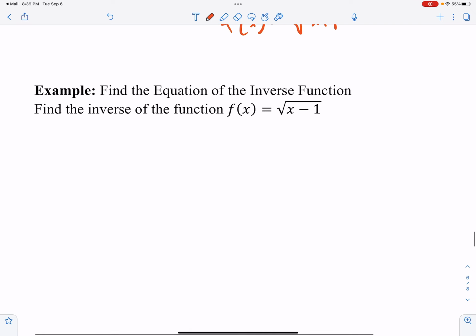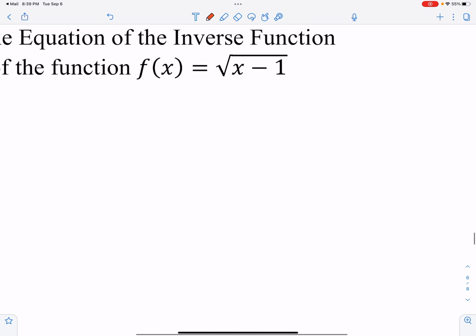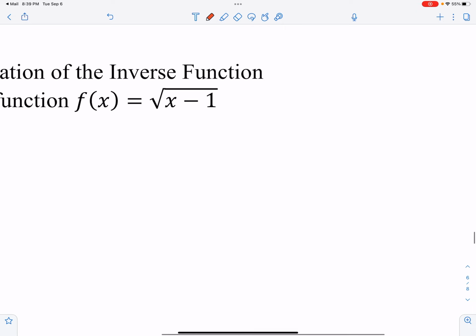Okay, so let's try this square root function. It would pass the horizontal line test. It's okay to do kind of a mental check, right? Therefore, it's 1 to 1.